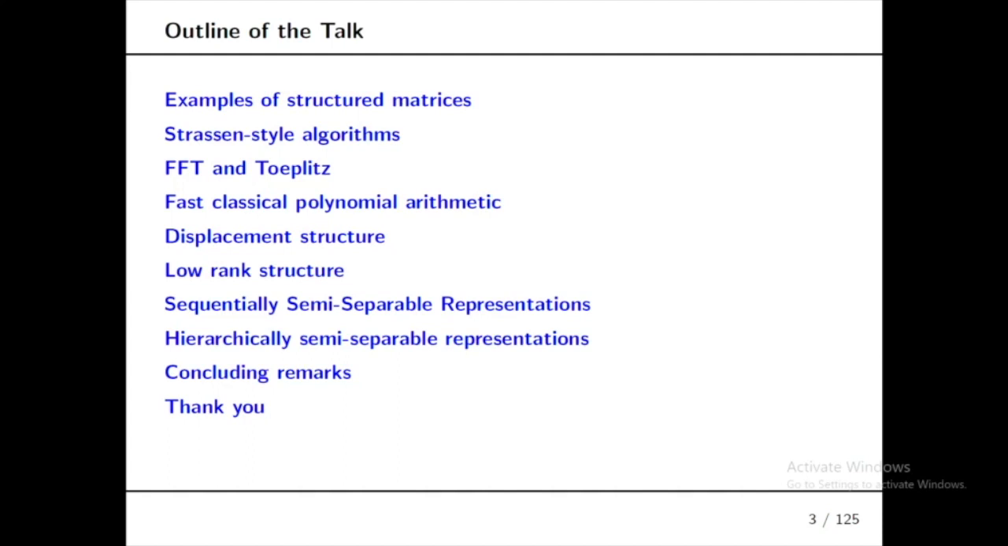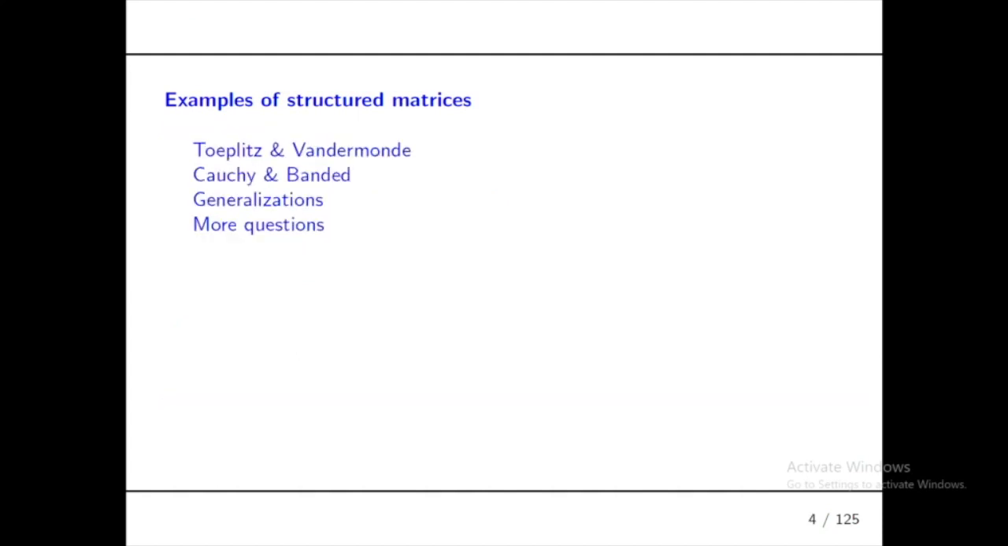Then I'll talk about more modern developments, like what's called the displacement rank structure, and then talk about the low rank structures, especially the sequentially semi-separable representations and the hierarchically semi-separable representations. And along the way, maybe I'll try to talk about some open problems too. So what are the examples of structured matrices? These are not general matrices.